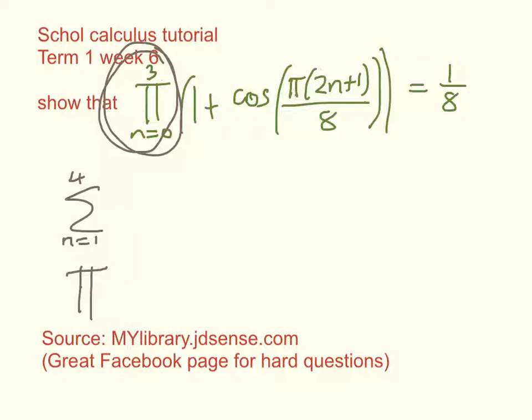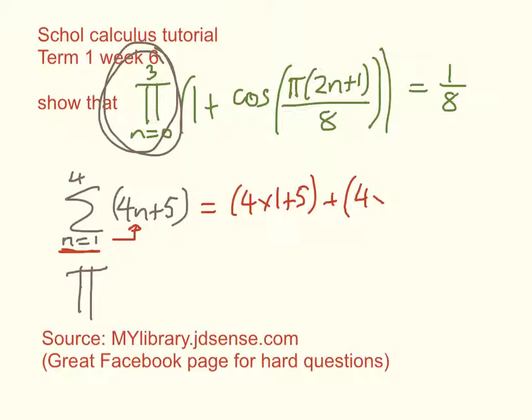So this tells us that we need to start with our counter set at n is 1 and substitute it into that expression. So that will be 4 times 1 plus 5. Then we put it up to the next integer, which is 2, and we substitute in n equals 2. And we keep going with that until we get to the counter at the top, which is 4. So 4 times 4 plus 5. So that's what we call sigma notation, right?